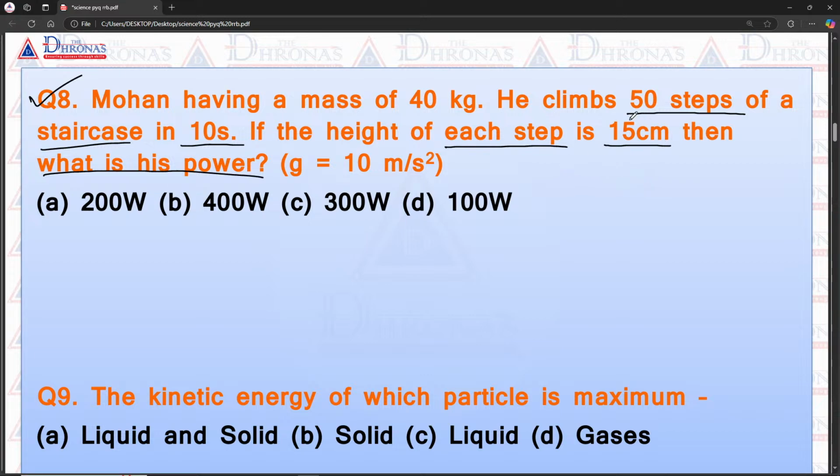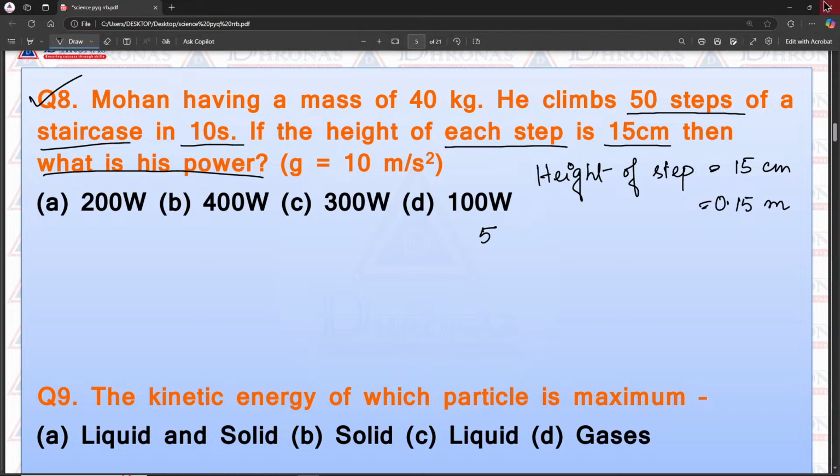Most of the time we convert each of the values' units into the SI system. So here, 15 centimeters is in CGS, so we have to convert it into SI, in meters. The height of each step is 15 centimeters, that means 0.15 meter. Now he is climbing 50 steps. Each step has a height of 0.15 meter. Then what should be the total height?